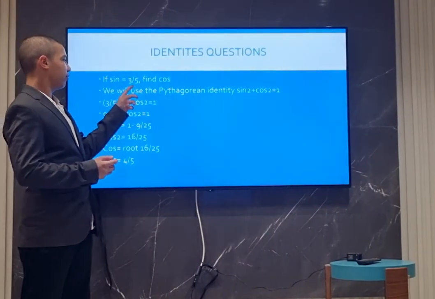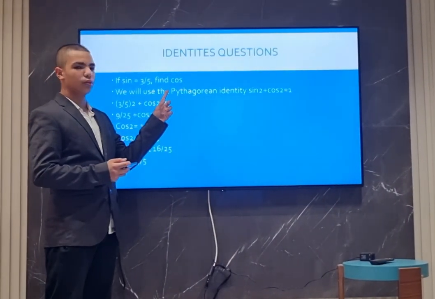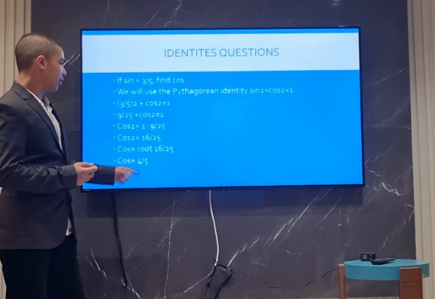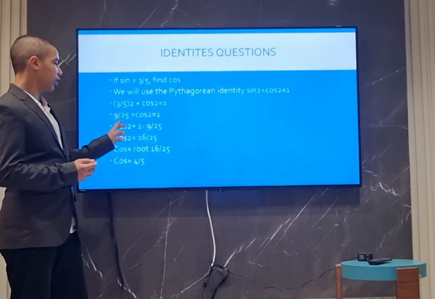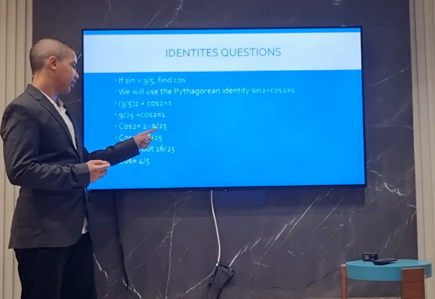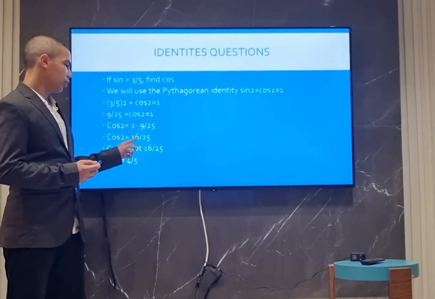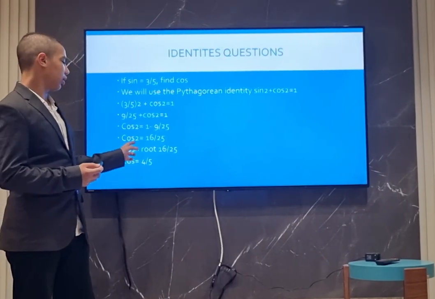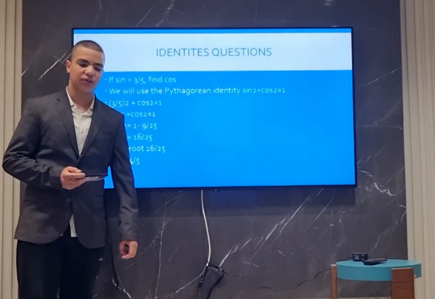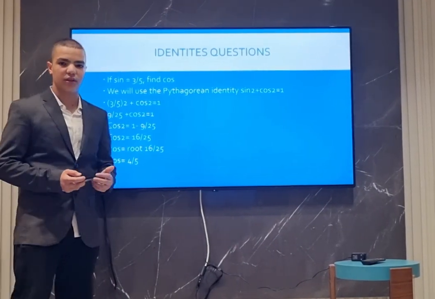3 over 5 power 2 plus cosine power 2 equals 1. Then 3 over 5 power 2 is equal to 9 over 25. Then we will move 9 over 25 to the other side by the negative. So cosine power 2 is equal to 16 over 25. Then cosine is equal to square root of 16 over 25, and the answer will be 4 over 5.